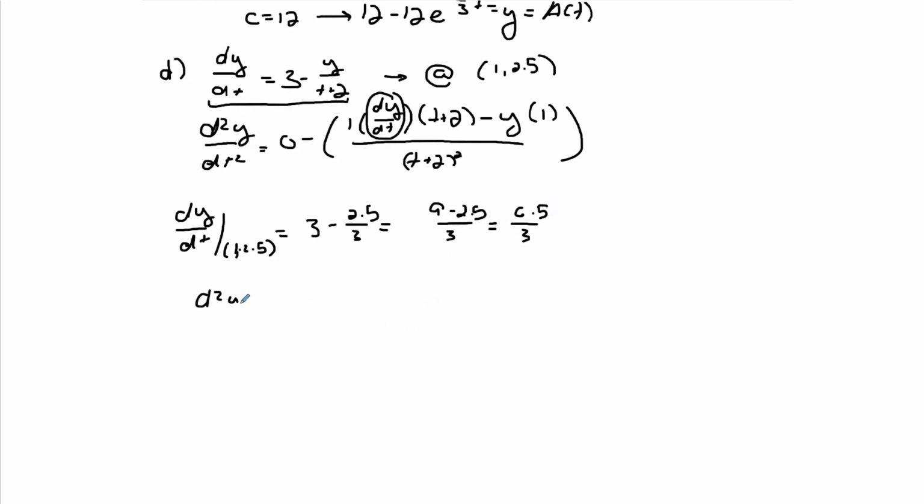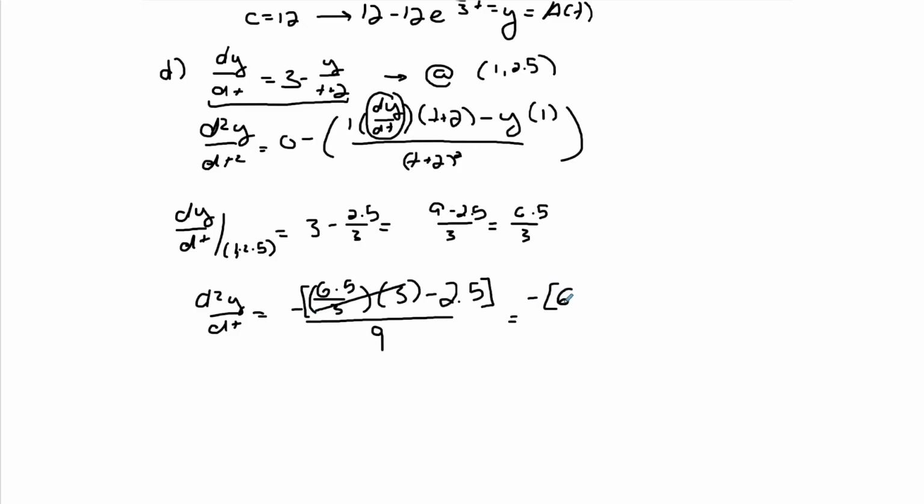So we have d squared y over dt squared would equal negative 6.5 thirds times (t plus 2, which is 1 plus 2, which is 3, minus our y value, which is 2.5), in brackets, over (t plus 2) squared, which is just (1 plus 2) squared, or 9. Okay, so then we're going to have negative, these 3's would cancel, and we would get (6.5 minus 2.5) over 9, which equals negative 4/9.